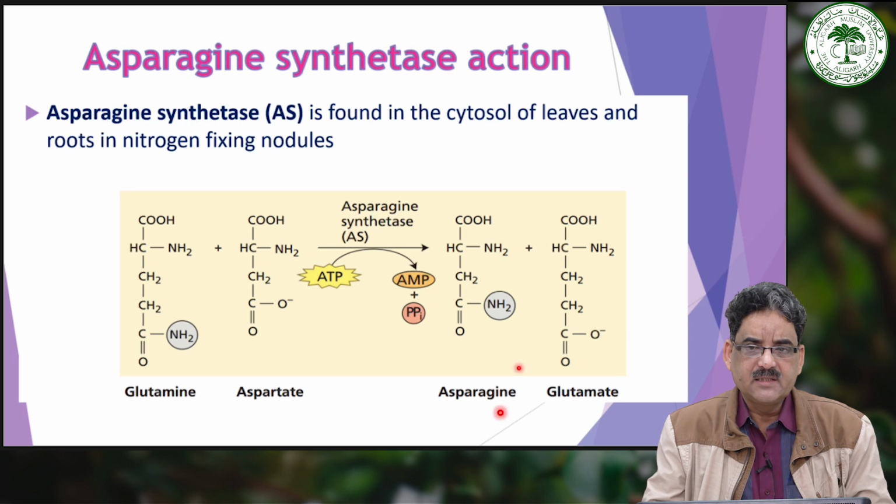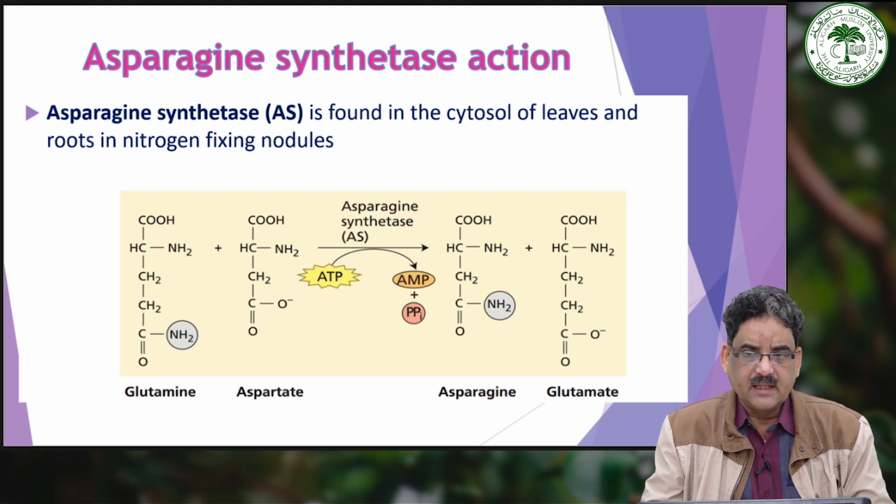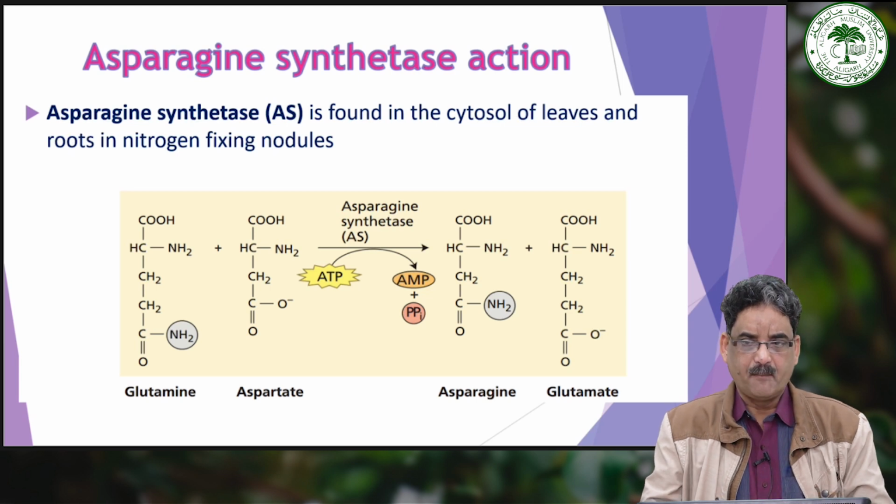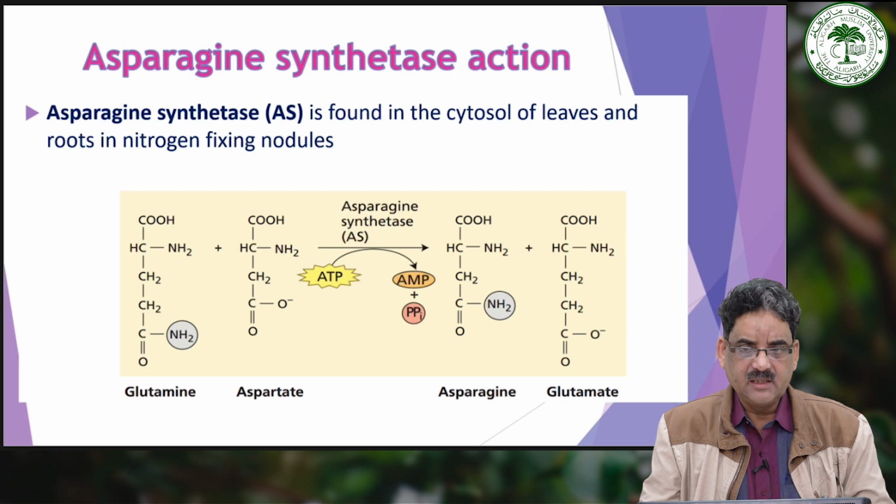Conversely, energy limited conditions hinder GS and GOGAT, leading to the stimulation of AS. This shift in favor of AS encourages nitrogen assimilation into asparagine, a compound with a high nitrogen content that is stable enough for long distance transport or prolonged storage.